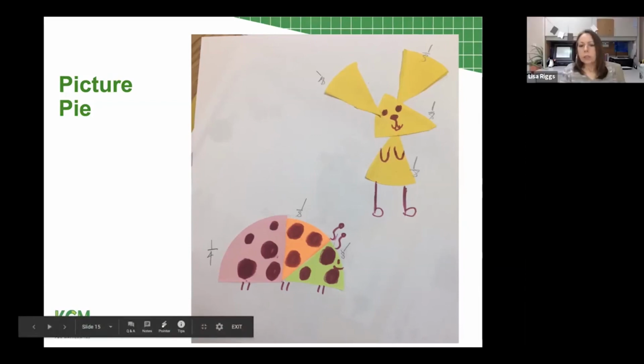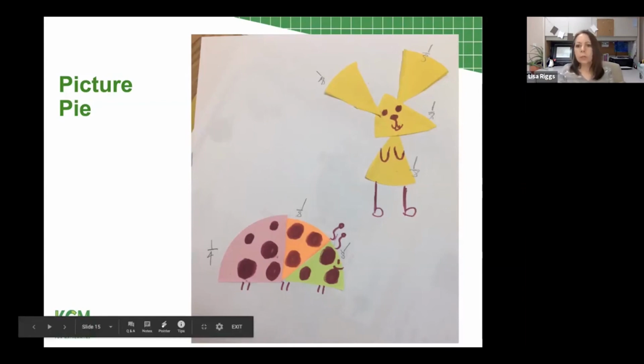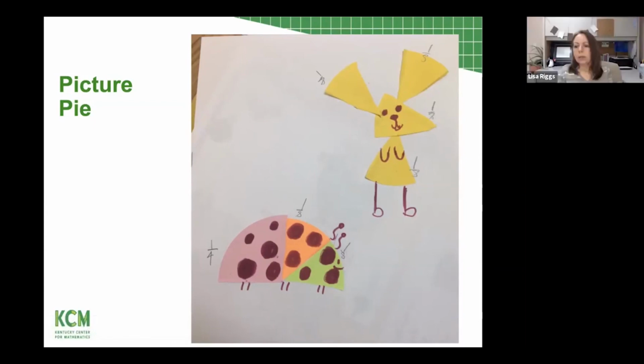Right, and you could ask your students to give you the total for just the one animal or picture that they made, or give you the total for the whole picture that they created and made a scene. Yeah, and from the chat, they said the bunny is 4/8, which would be the same size as the ladybug. Right, and if we put the two together, what do we have? One whole circle.